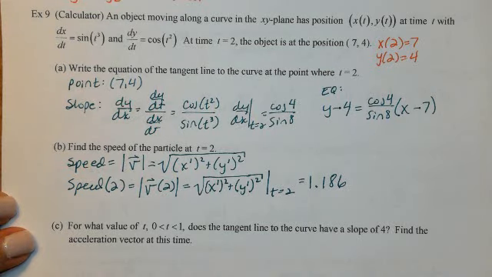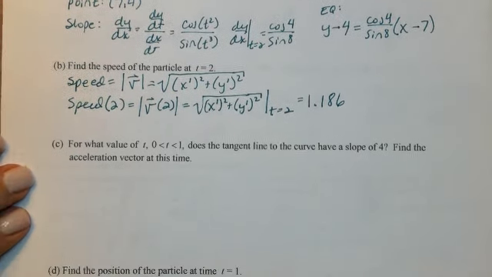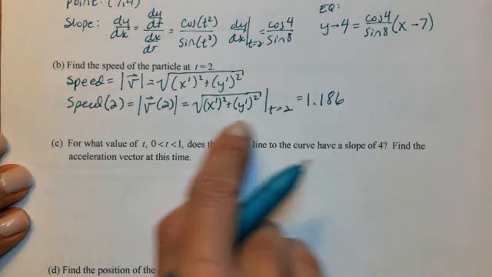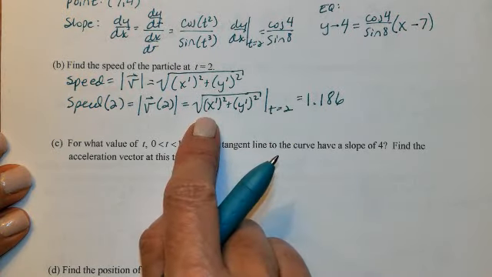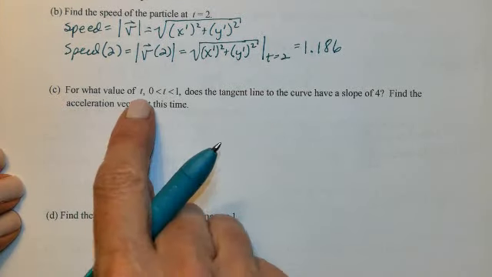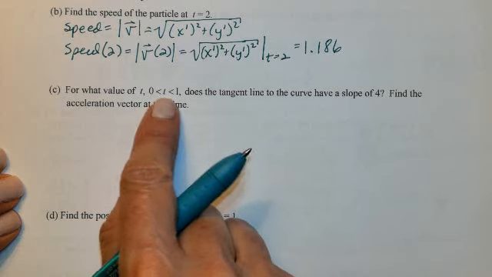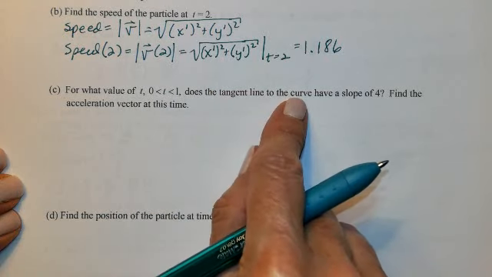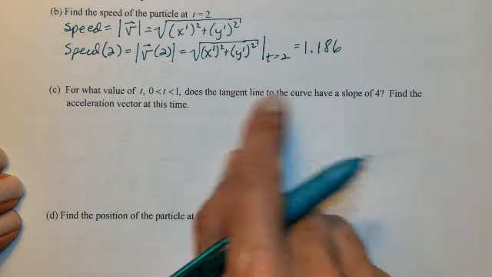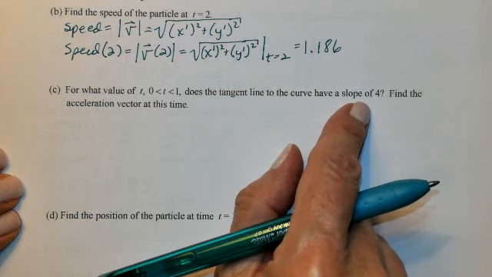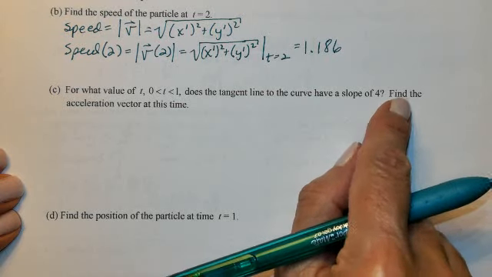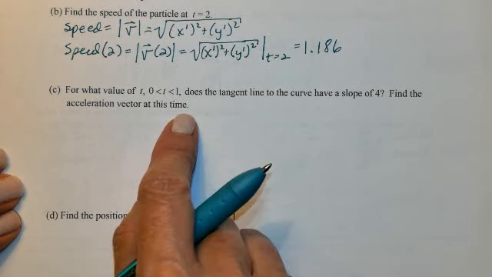Okay? Remember, never just write a numerical answer without saying what you did to get it. Okay? Part C. For what value of time between 0 and 1 does the tangent line to the curve have a slope of 4? We want the tangent line to the curve to have a slope of 4. Okay? And then we want to find the acceleration vector at that time.